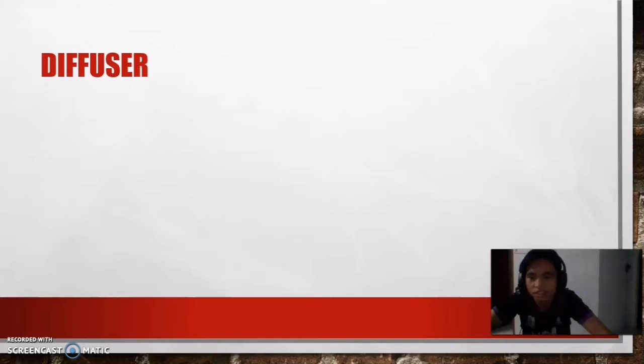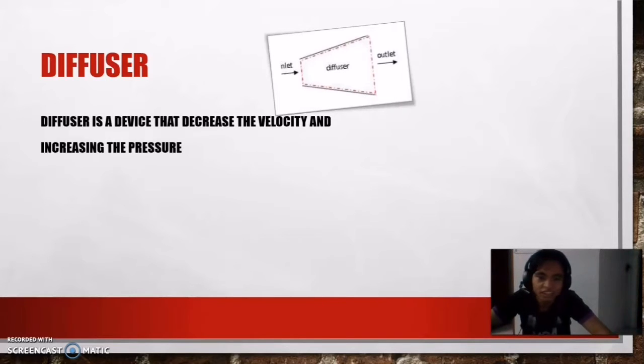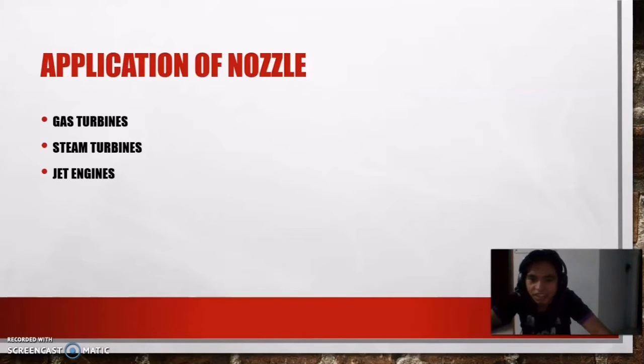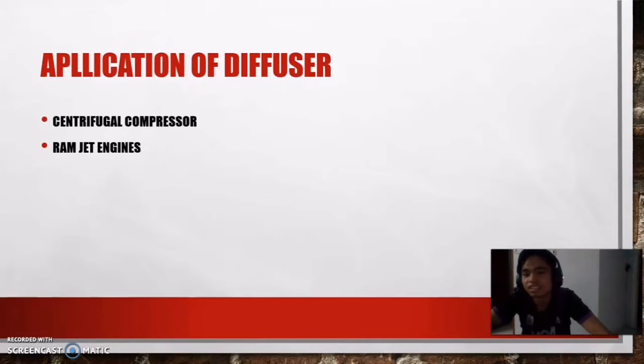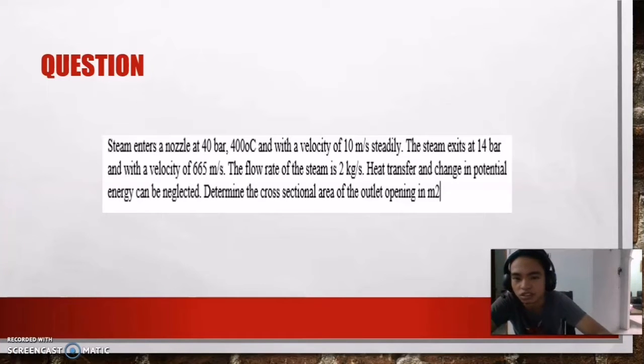Okay, so what is diffuser? Diffuser is a device that decreases the velocity and increases the pressure. Application of nozzle: gas turbine, steam turbine, jet engine. Application of diffuser: centrifugal compressor, ramjet engine. Okay, next we go to the question.